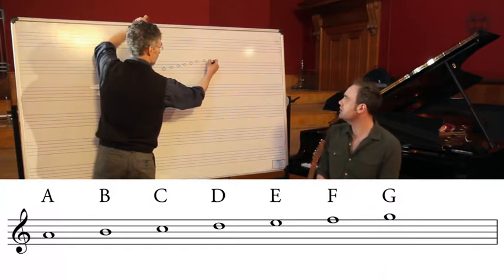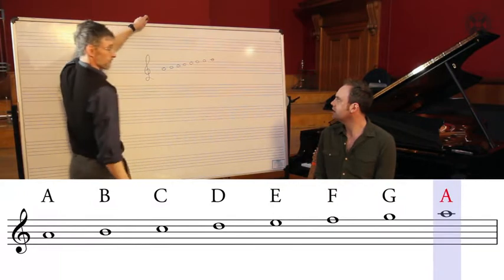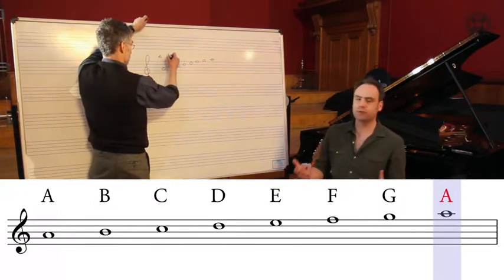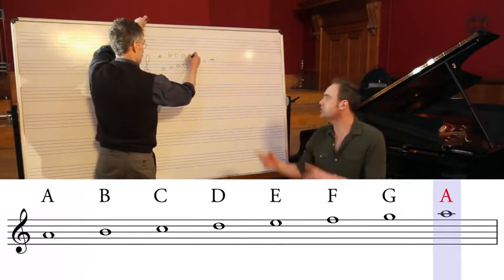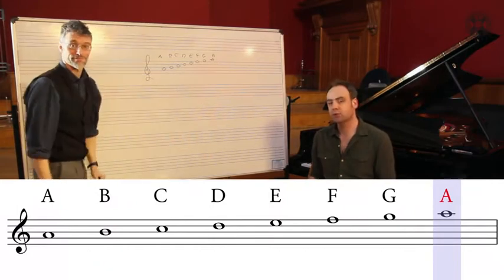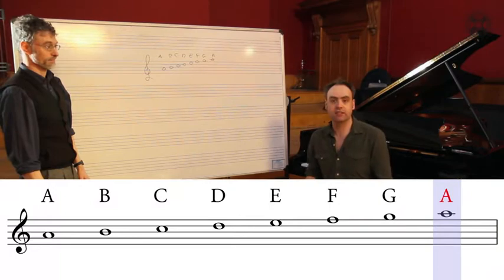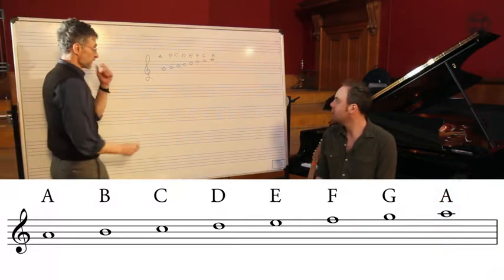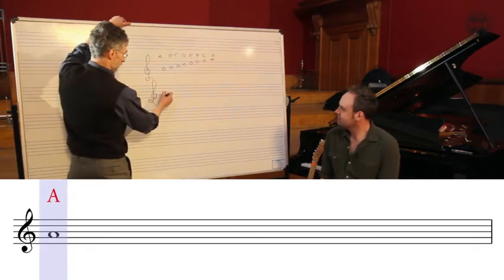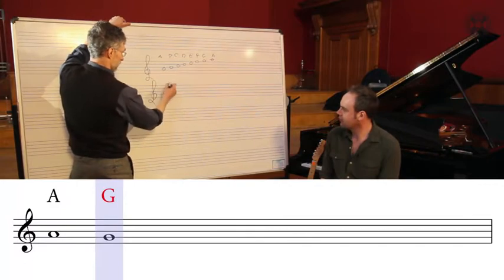You just add a ledger line, and that gets us that note. Okay, so if we were following it up alphabetically, A, B, C, D, E, F, G, not H, what we get is another A. Okay, so we can say that our musical alphabet runs A, B, C, D, E, F, G, and then the sequence starts repeating itself. Going down, I'm just going to come down to this stave, and A goes down, of course, to G. And then we can keep going down.